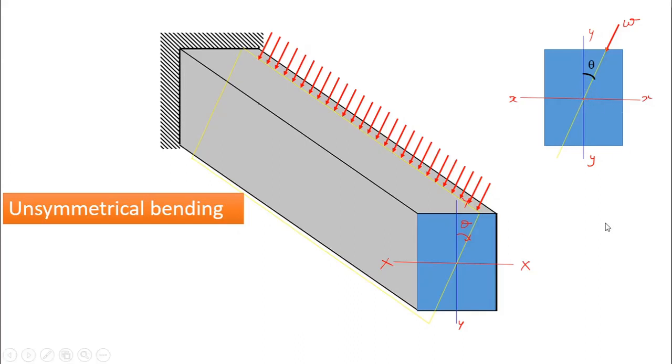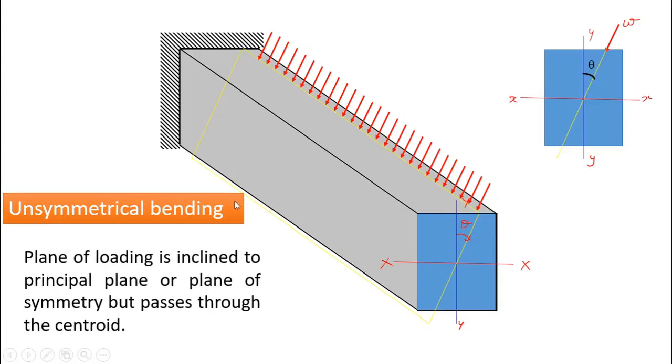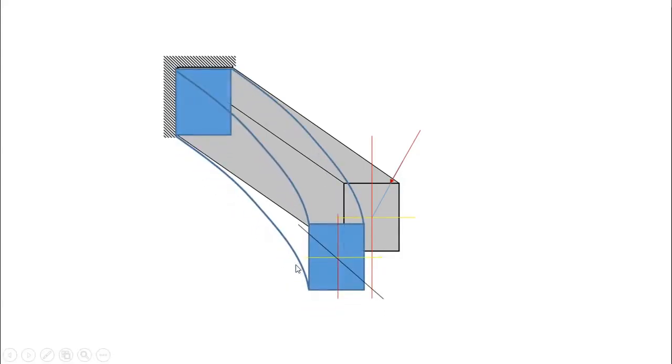Okay. Now you see here is the plane of loading. The yellow color is the plane of loading, inclined to the principal plane. This is one principal plane, and this is another principal plane. So if the plane of load is inclined to the principal plane but passing through the centroid, if the line of action of the load is passing through the centroid, the resulting bending is unsymmetrical bending. Now you see here, this is the representation. After application of the load, it is going to deflect like this.